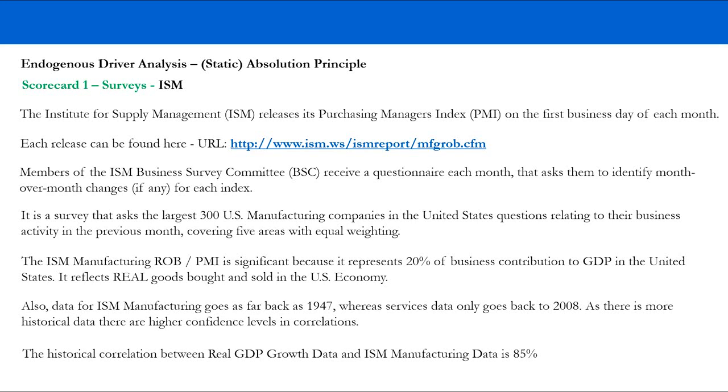So it has a 20% business contribution to gross domestic product in the United States. And it's the manufacturing sector. It's physical goods, real goods, bought and sold in the United States economy.